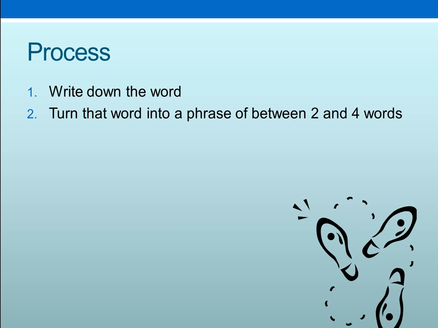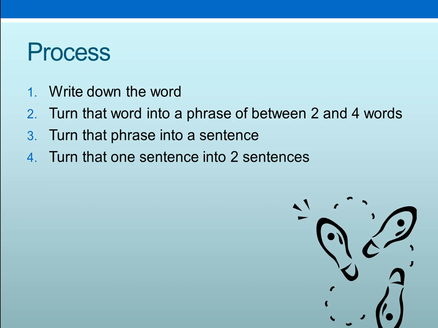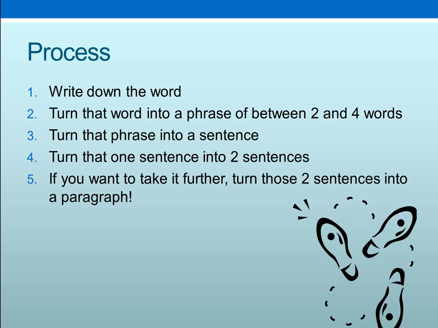So here we go. The process is this. You need to write down the word. You turn that word into a phrase of between 2 and 4 words, turn that phrase into a sentence, and then turn that one sentence into 2 sentences. And if you want to take it even further, you can turn those 2 sentences into a paragraph. And again, it's just a good study technique if you've got a term or something that you need to learn.